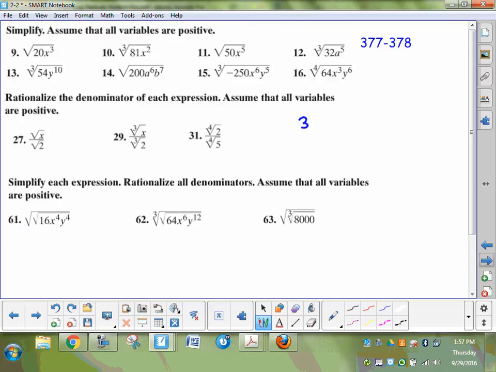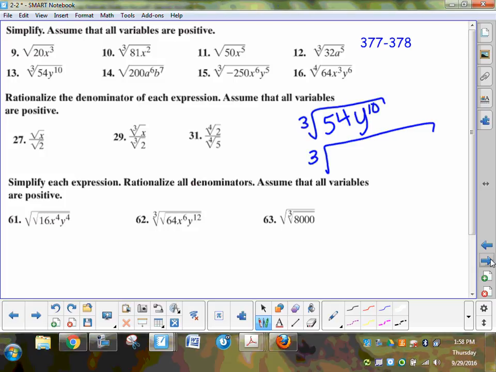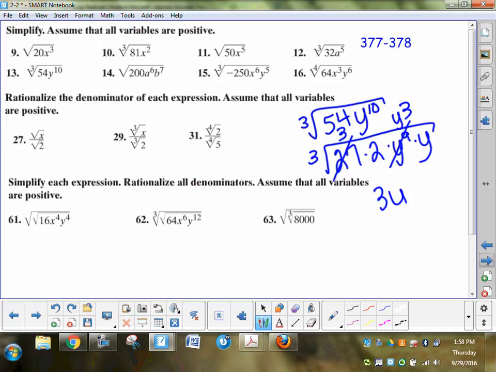13 is the cube root of 54y to the 10th. All right. What's the biggest perfect cube that goes into 54? Hands up, please, when you can tell me. Yeah. 27 times what? And then I've got y to the 9th times y. What can I take the cube root of? 27, which is 3. Y to the 9th is y cubed cubed. So this is 3y to the 3rd, and then the cube root of 2y.